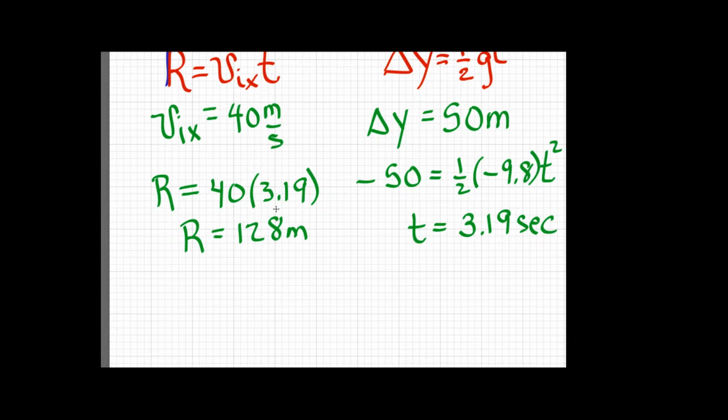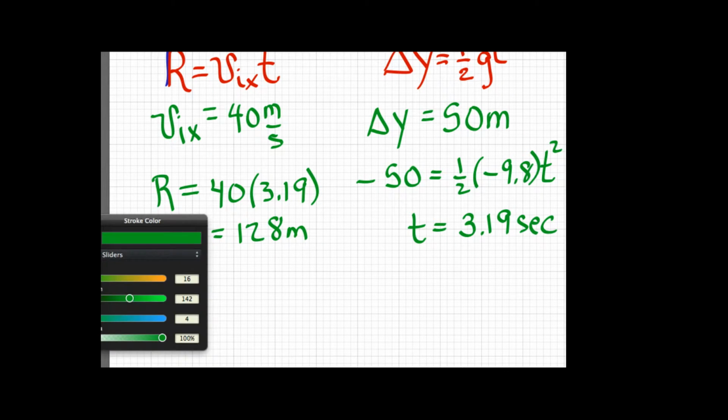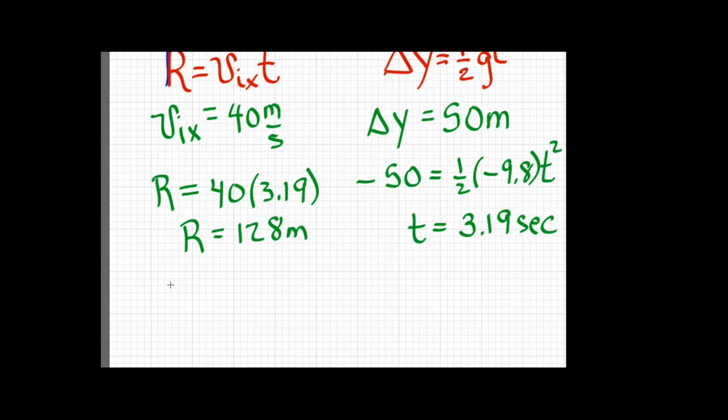All right, let's go ahead and try another one. So I'm going to change the colors real quick so we don't get confused. So let's make this one blue. Now on this next one, I'm going to change the initial velocity. So my initial velocity is now 50 meters per second, but I'm keeping the height the same. The height is still going to be 50 meters.